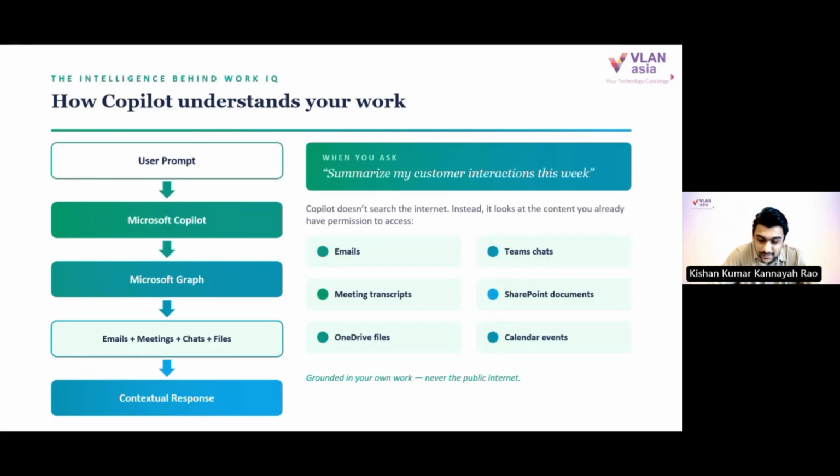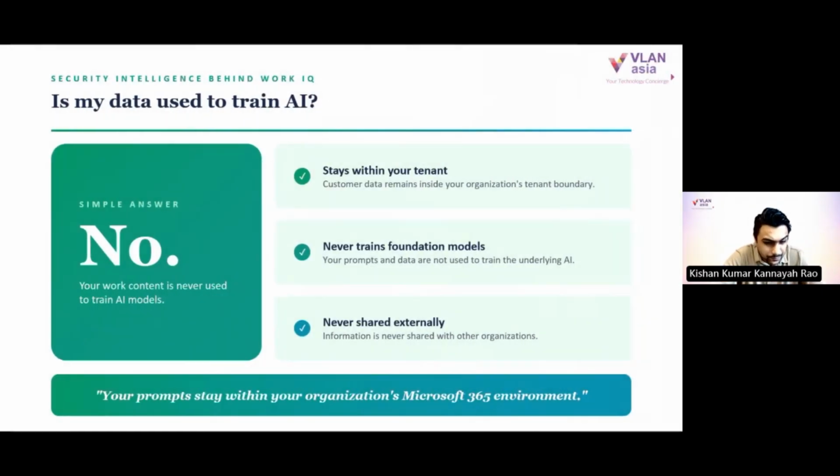So Copilot does not search the internet. Instead, it looks for the content you already have permission to access. So for an instance, if you have permission to a SharePoint, you can actually get the proper answer. If you do not have access to it, you won't get any answer from Copilot, right? So this is how Copilot understands your work and then trains the brain. Okay, right.